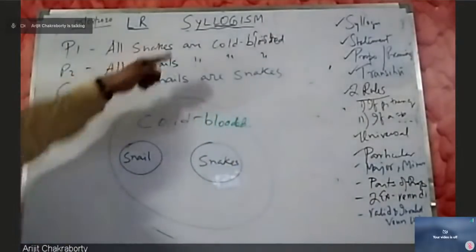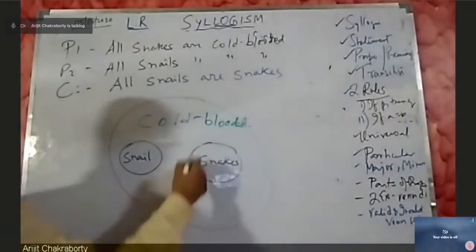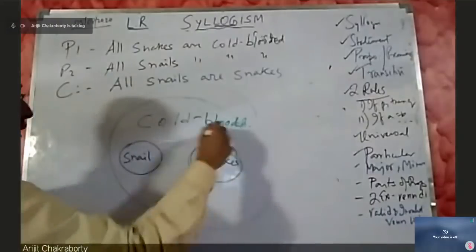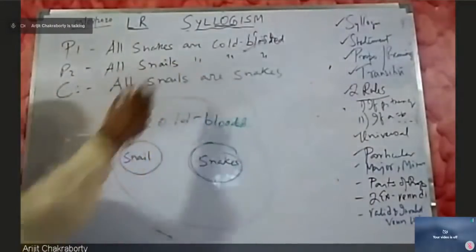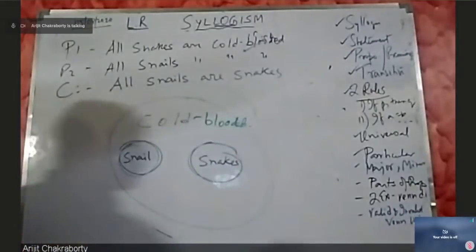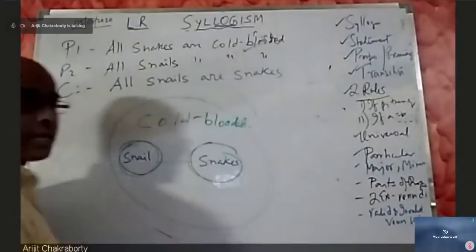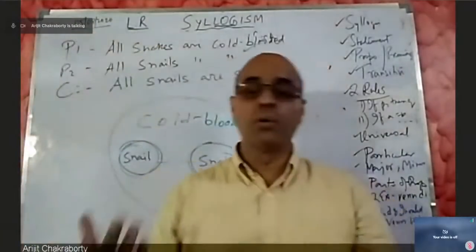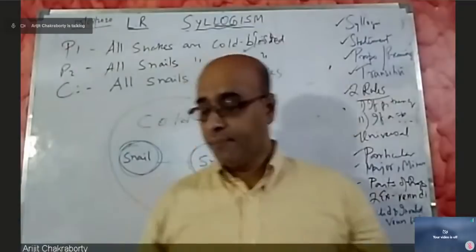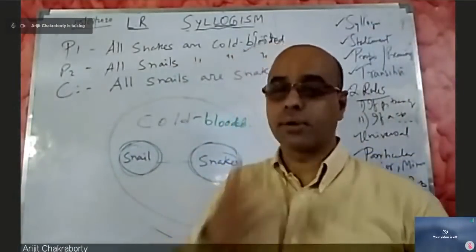So, let's see whether the Venn diagram is correct. All snakes are cold-blooded. Yes, snakes. They fall within cold-blooded. Correct. All snails are cold-blooded. All snails also fall within cold-blooded. But can we say all snails are snakes? Are they the same? No. Do they overlap? No. So, it is an invalid conclusion. The conclusion is not right.